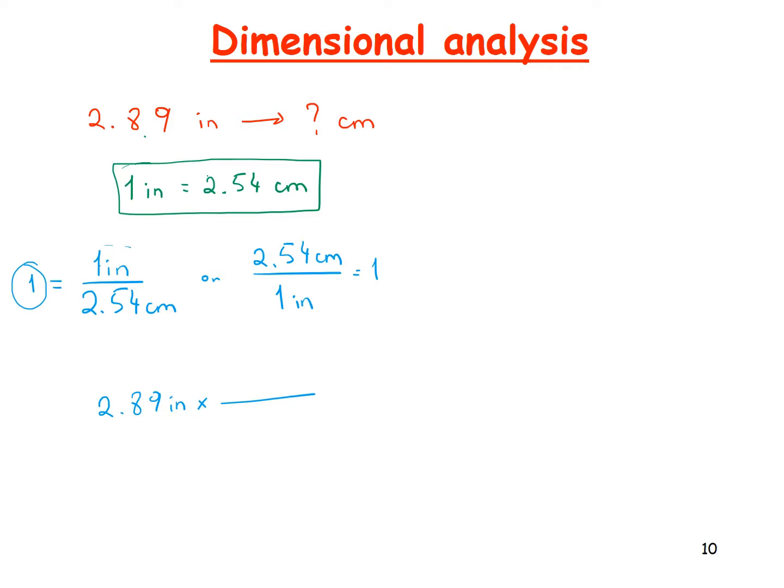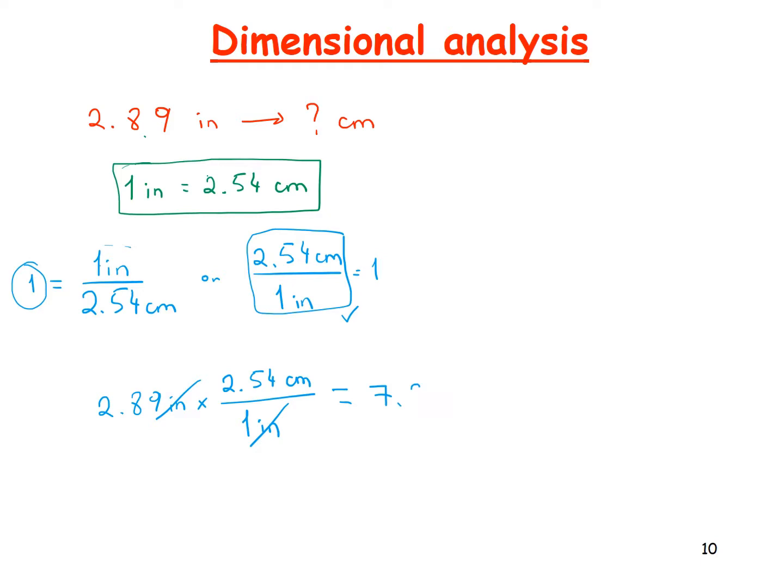Because you go from inch to centimeters, first write down what you have. You have 2.89 inch. Then you multiply by one of these unit factors. And you need to choose the one that allows you to cancel the inches and switch to centimeters. That's why out of these two, this one is going to be better, because if I put 1 inch here, I will be able to cancel the inches, and I have 2.54 centimeters on the top.